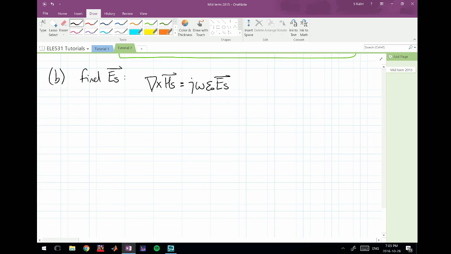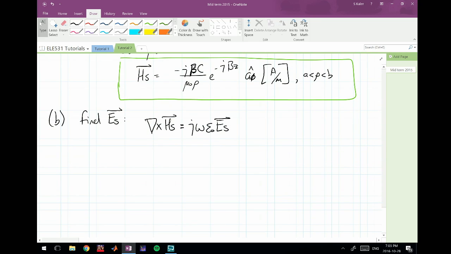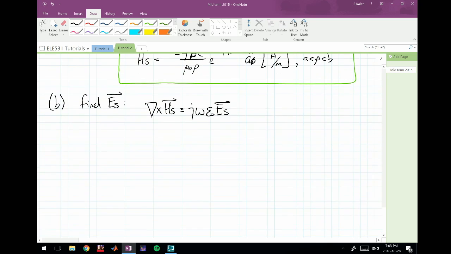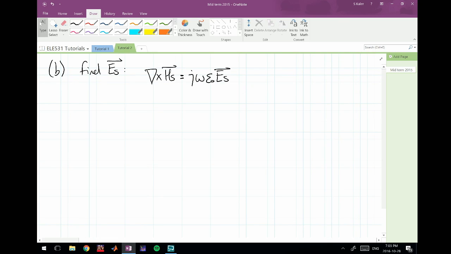So yeah, we're here. Essentially we're going to take the curl of this thing, and then we're going to divide it by j omega epsilon naught, and we have our Es. Again, I'm pretty sure the curl equation will be given to you, because it's silly to ask you to memorize the curl equations. And yes, it's free space. That's why, free space between the two conductors, right?